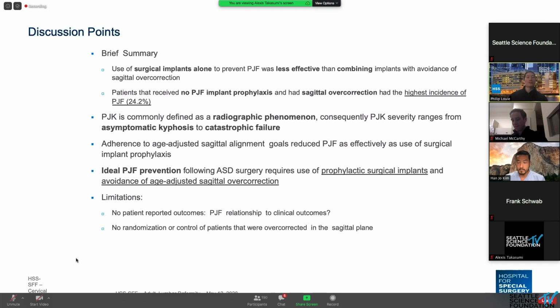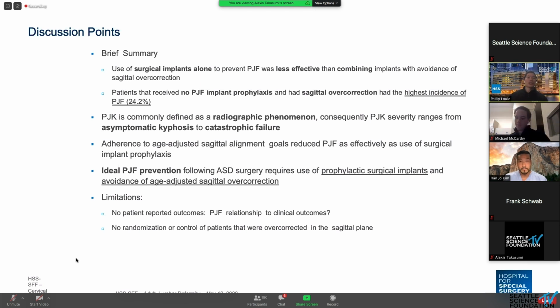So at the end of the day, what does this mean? The use of surgical implants alone was actually less effective than combining the use of implants and trying to avoid sagittal overcorrection. Patients that did the worst, with the highest incidence of PJF at 24%, were those that had no implant prophylaxis and were overcorrected in their sagittal alignment.